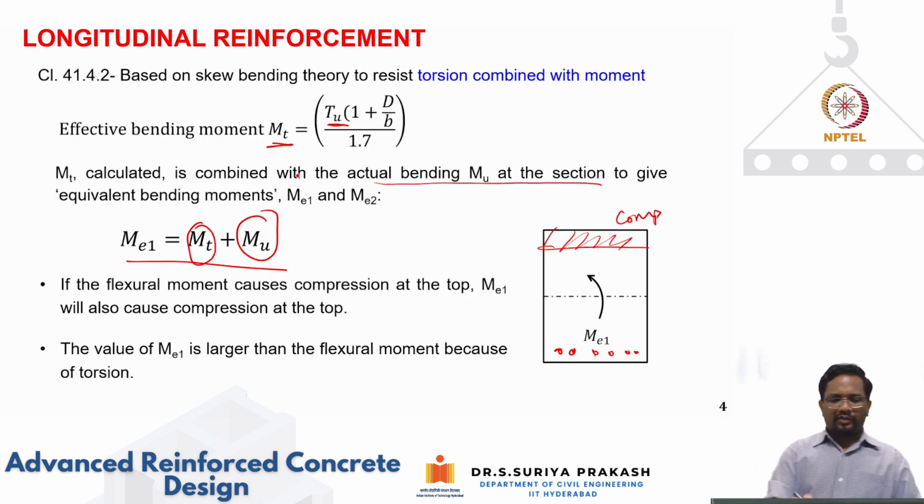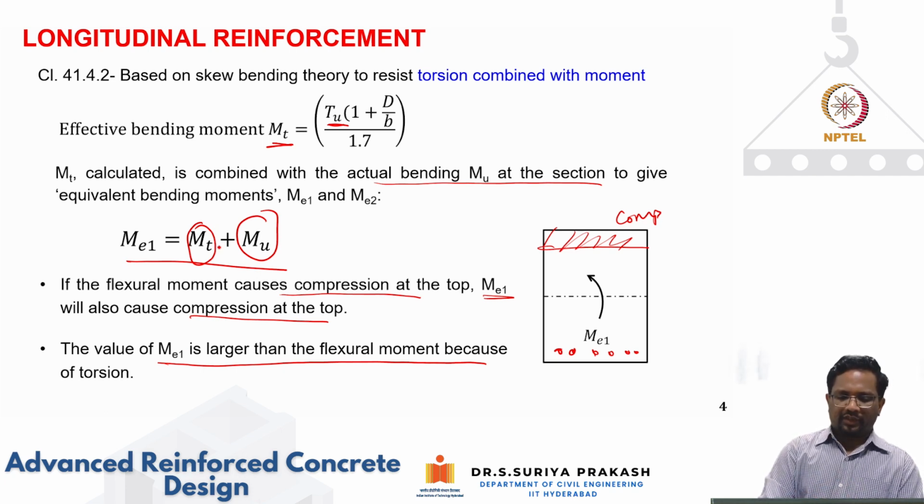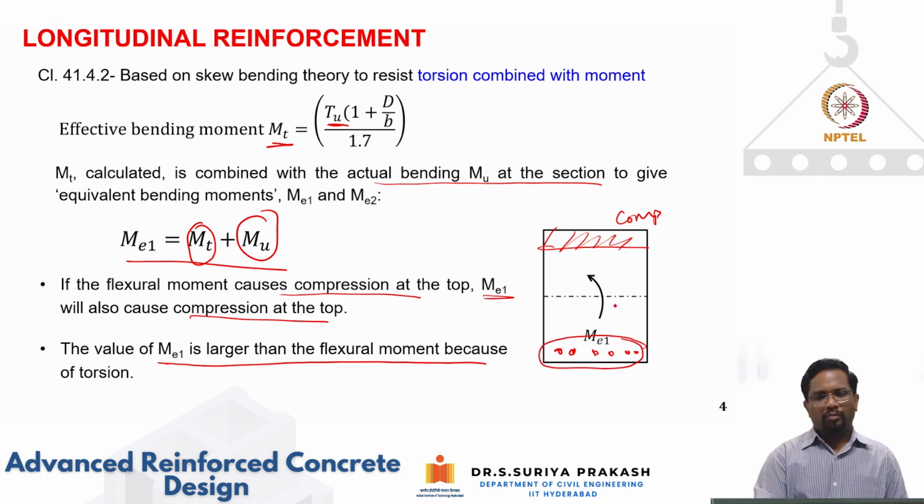And if the flexural moment is causing compression at the top, Me1 is also going to create compression at the top. Now you can have a situation where Me1 will be larger than the flexural moment because of the torsion, because you're adding to it. So Me1 will definitely be larger than your Mu in this case, because your Mt is a positive value that you are adding to the flexure demand that already exists. So we end up providing more steel on the tension side.